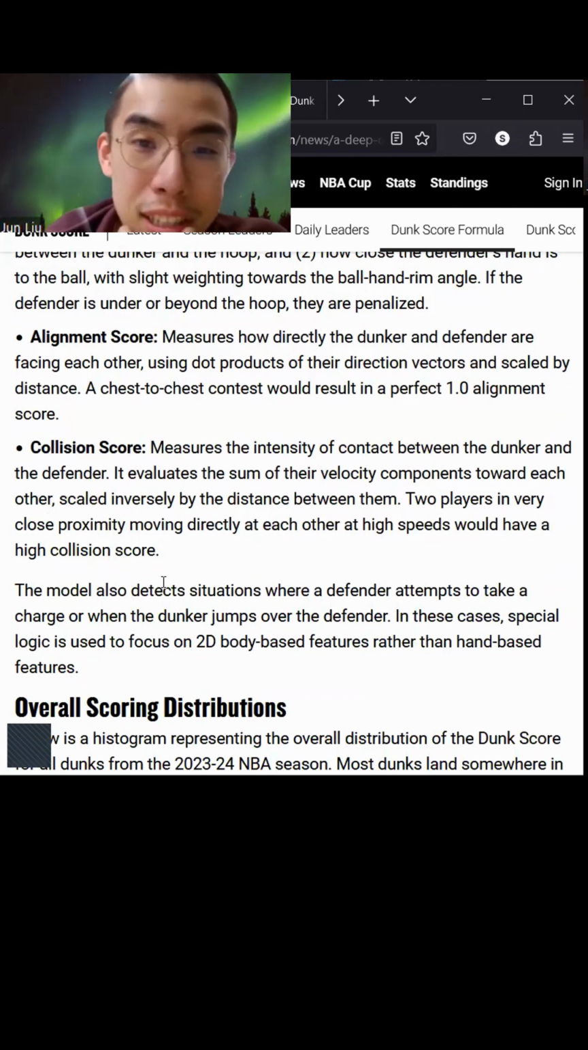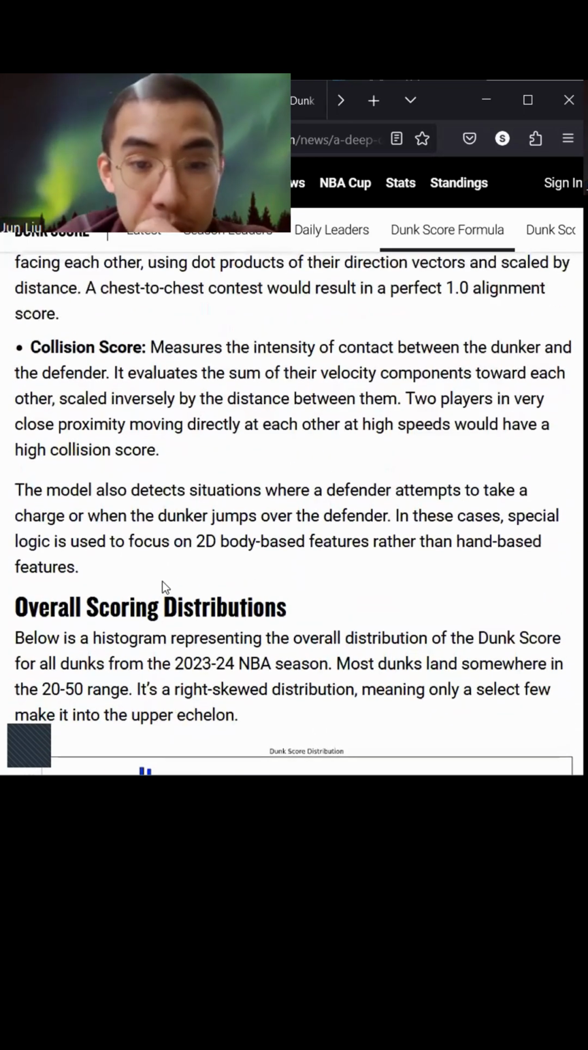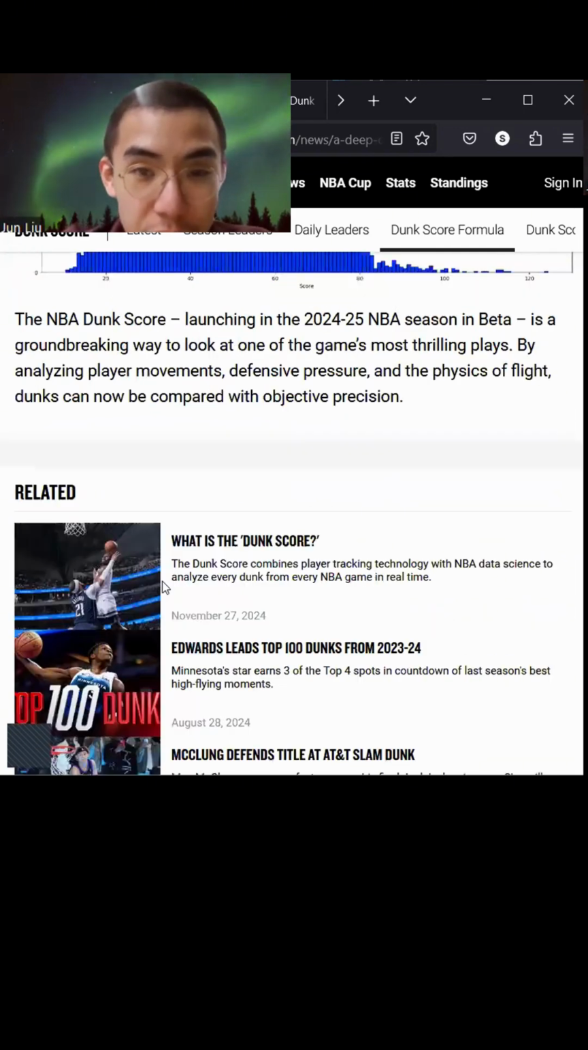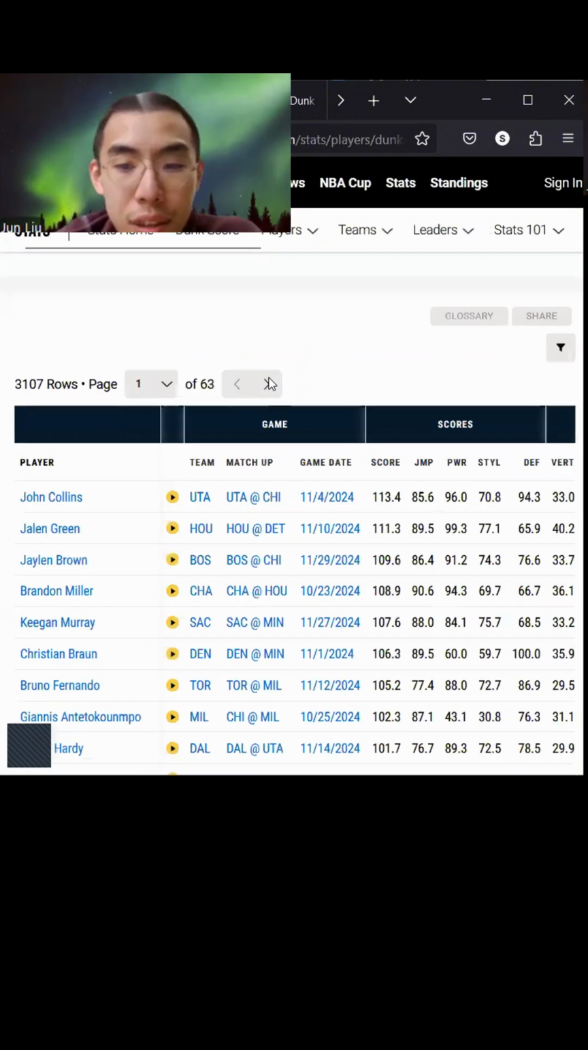I still think the Ja Morant dunk should be by far the highest. Come on, that's the edge case. That's pretty important. But overall, really freaking good job to whoever came up with this. So let's take a look at the actual data itself and see what kind of stuff is offered.